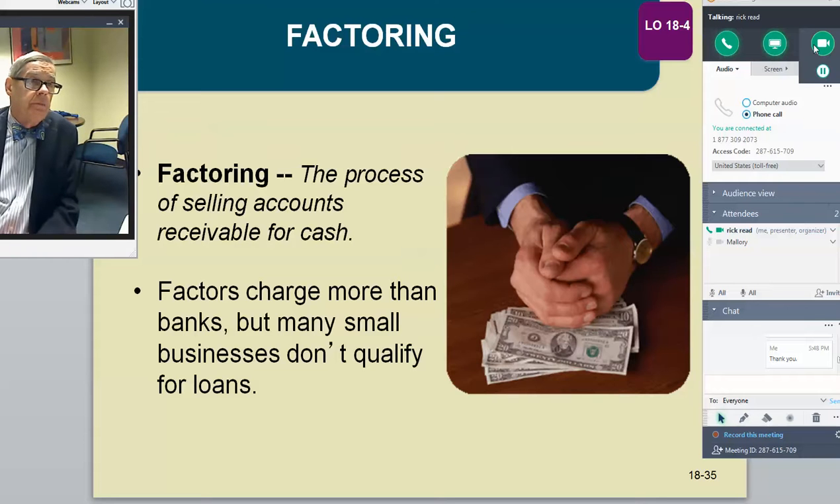Now, the factoring people are good people, but they're going to charge you more money than a bank does, mainly because you can't go to the bank and get a loan that you need for operating expenses or something. So you want to turn what you have, a source of revenue, into ready cash, and that's why you go to a factor. Don't think of these folks as being black market people. They're not. They're legitimate business people, but they're going to charge you more money.